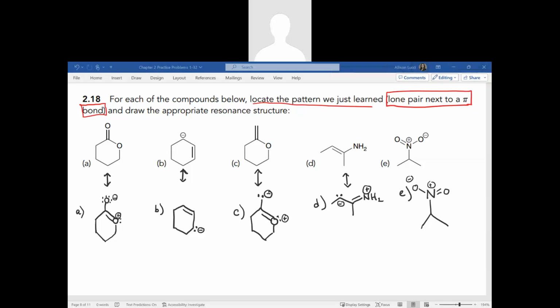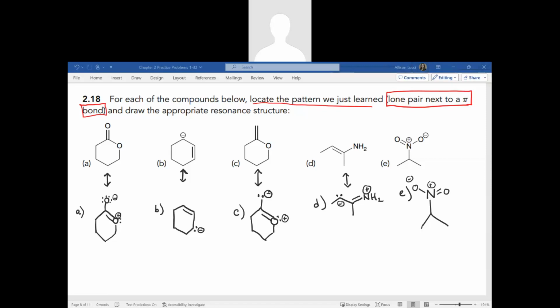In Chapter 2, Problem 17, you may have noticed a pattern. Every time we created a resonance structure, so we saw transformation from 2A to 2B and 2A to 2C. If you take a look at problem 17, now we're asked to locate that pattern that we learned in the last problem, and that pattern is a lone pair next to a pi bond.